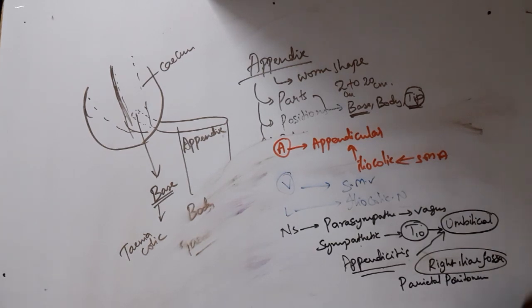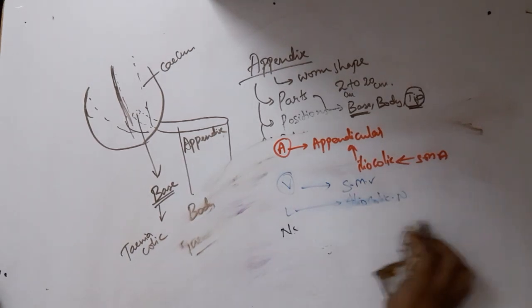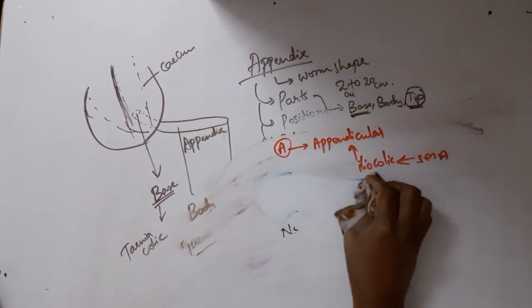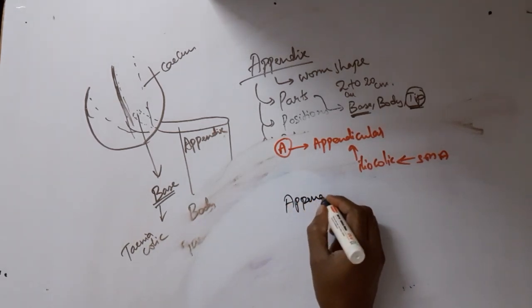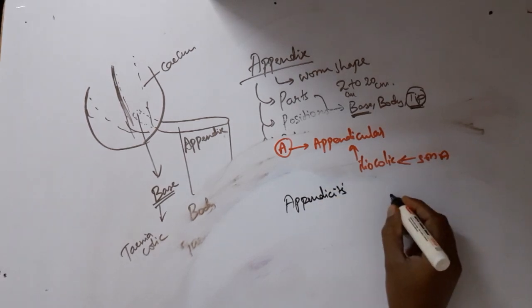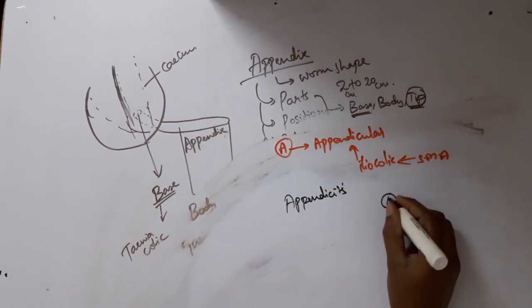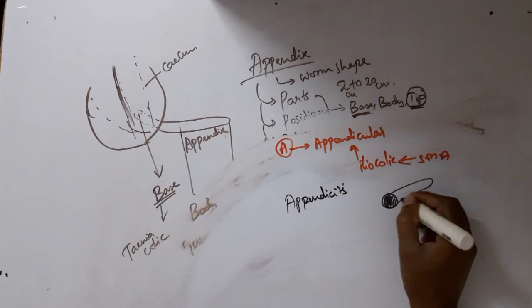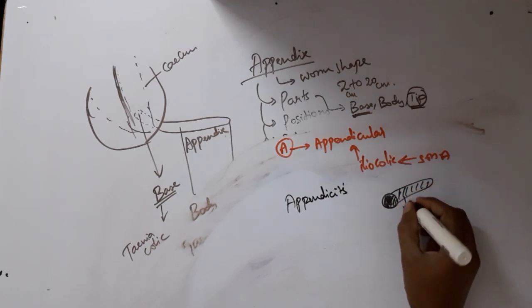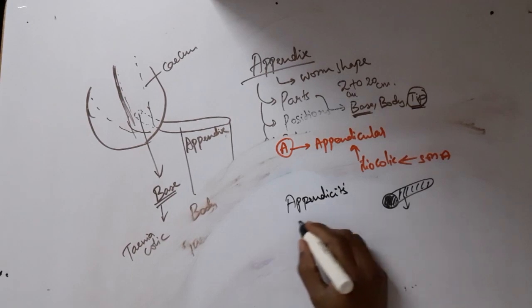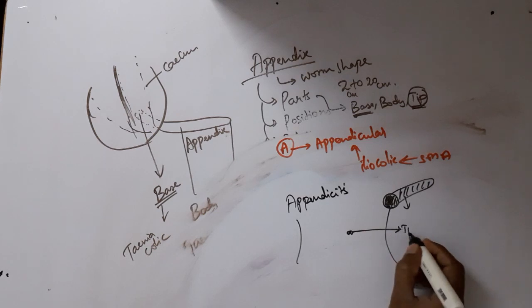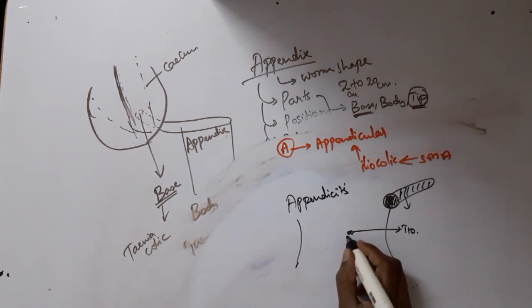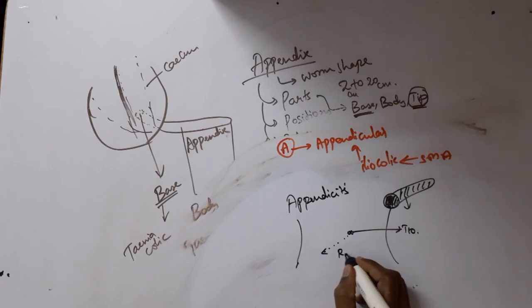Then what is the applied aspect? Most commonly seen is inflammation of the appendix, which we call appendicitis. What happens in appendicitis is, if the lumen of the appendix is blocked, that causes distension and inflammation, and all that causes a pain in, if this is the umbilicus, the umbilical region, that is T10. Then after that, the pain will radiate to the right iliac fossa.